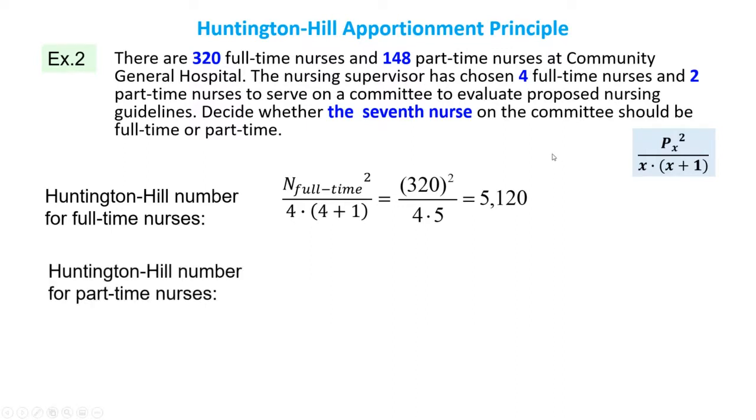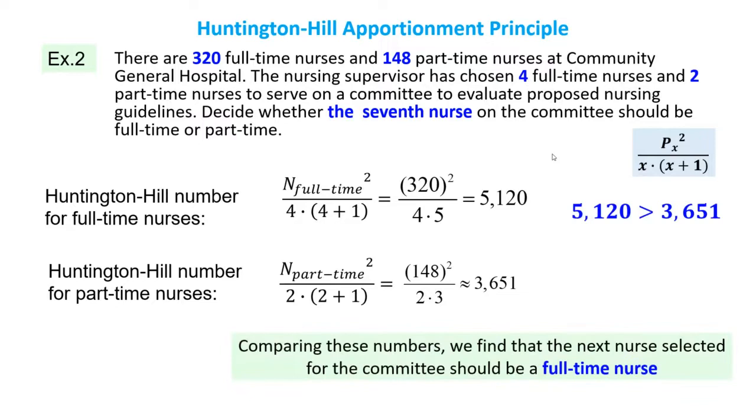Okay, the second group, part-time nurses. Population squared divided by the present representation and divided by present representation plus 1, divided by 2 and by 3. Okay, 2 Huntington-Hill numbers, 5,000 and 3,000. You see clearly, much better than by Hamilton method. You see what number is greater. 5,000 is greater than 3,000. Therefore, full-time nurses deserve the next representative, the 7th representative.